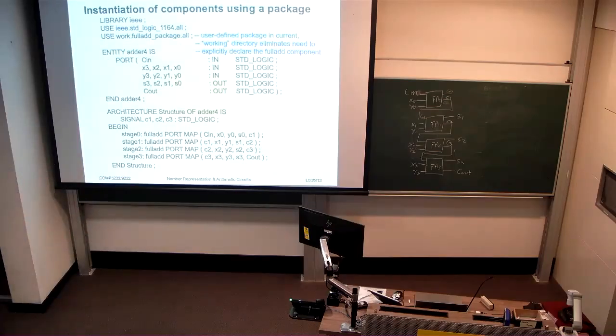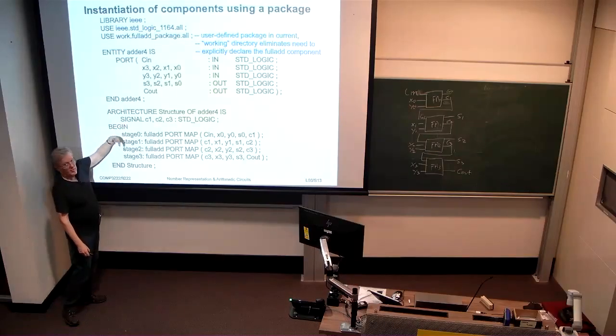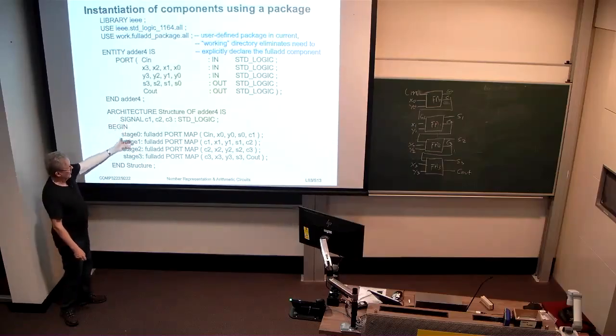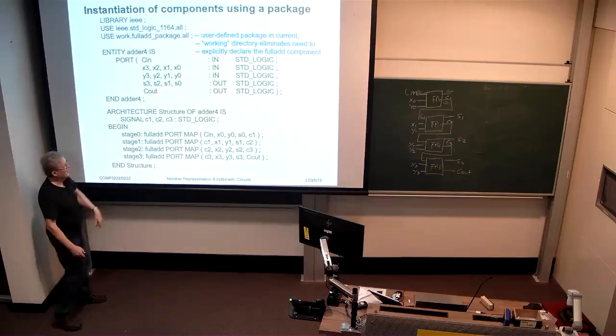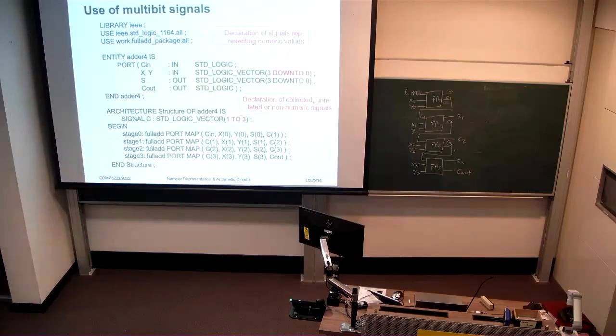How that impacts on the design is as follows. We would then have an extra package that gets included at the top. Because we define that in our own working directory, we would say work.fulladdpackage.all. .all means we want all of the components from that package. You can nominate which components you want to make use of. Note then, though, that the architecture doesn't have to redeclare that component. It's assumed already declared, and therefore we can just instantiate it as follows. So that's the benefit of doing so.